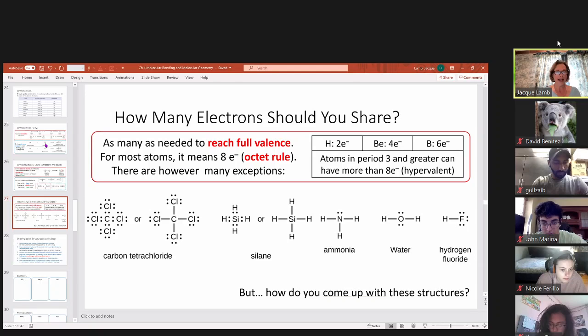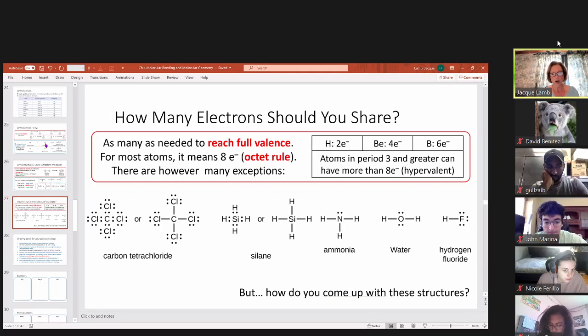Atoms in period 3 or higher, periods 3, 4, etc., can have more than 8 electrons. We call those hypervalent, and we'll see examples of those as we move on. So we've got here structures for carbon tetrachloride, CCl4, silane, which is SiH4, ammonia, water, and hydrogen. These are accepted electron dot or Lewis dot structures. So how did we arrive at those? How do we get them?